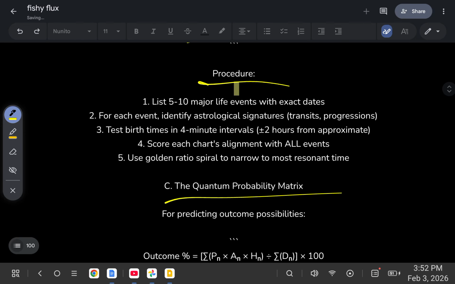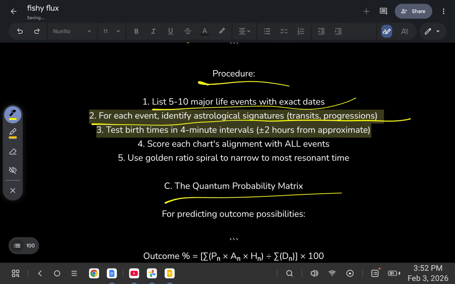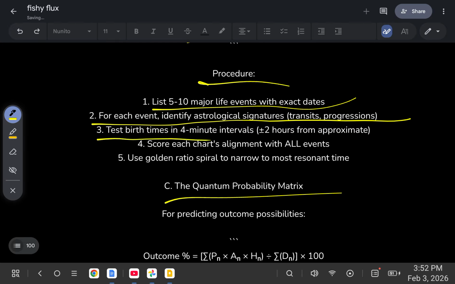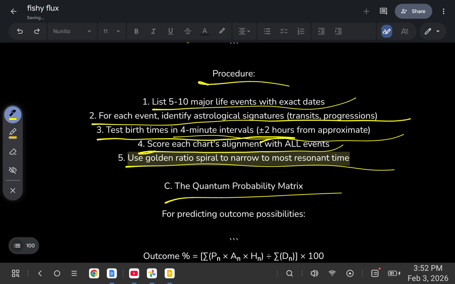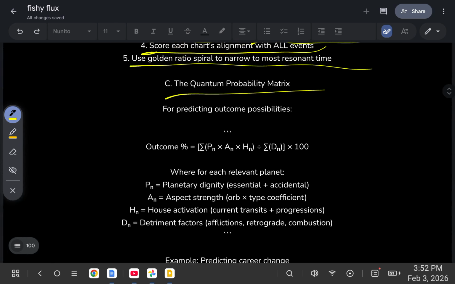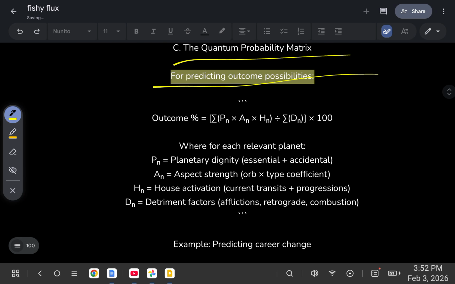Here's the procedure. We list 5 to 10 major life events with exact dates. For each event, identify astrological signatures such as transits or progressions, test the birth times in 4-minute intervals, or essentially 2 hours from approximate. Score each chart's alignment with all events. Use golden ratio spiral to narrow to most resonant time. Okay, let's go over the quantum probability matrix for predicting outcome possibilities.